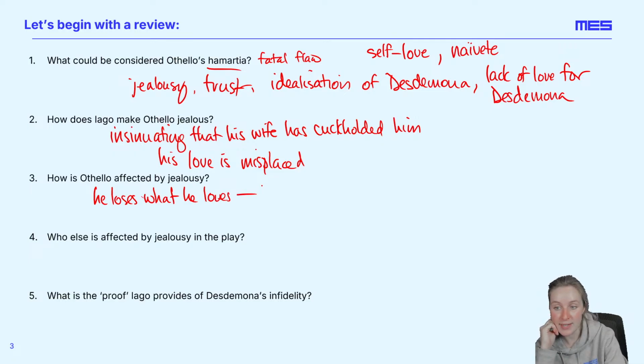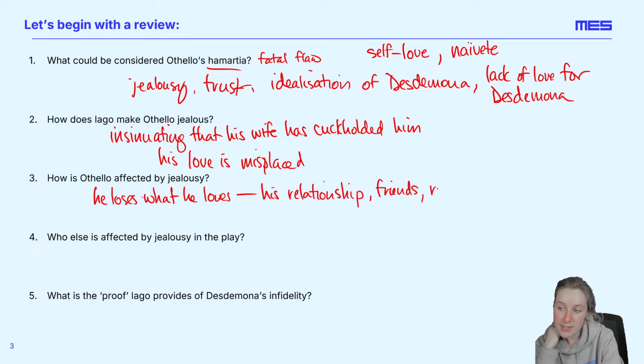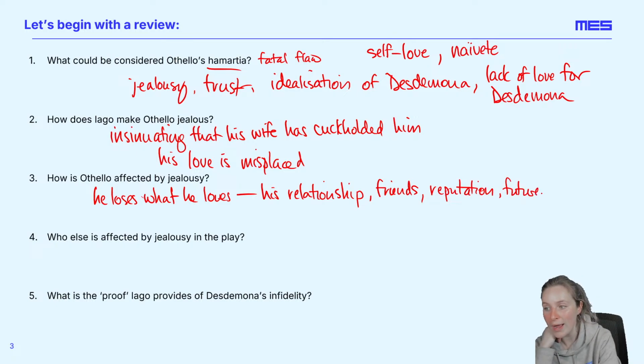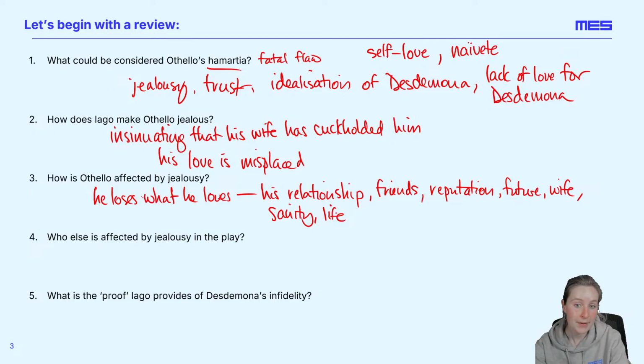So he loses his relationship and his marriage. He also, if we're thinking about different kinds of love, loses his friends. He loses Cassio. He loses his reputation. He loses his future. He loses his wife. He loses his sanity. He loses his life, right?